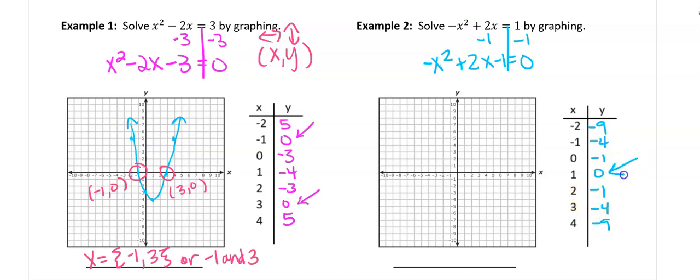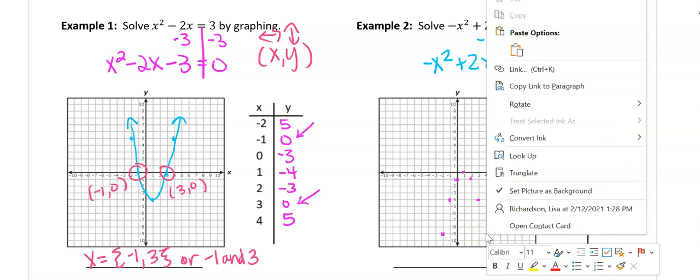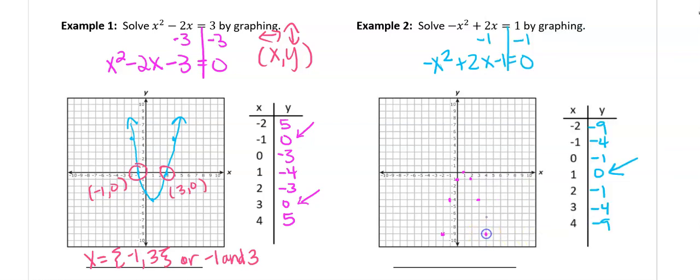I do see where it crosses the x-axis. I do see where y equals 0. You might not always see that. So now we're going to go on ahead and graph it. (-2, -9) is all the way down here. (-1, -4). (0, -1). (1, 0), and then it's going to be the reflection. I call these the reflection points. They're the points that are the opposite from what we're going to call the line of symmetry. And we're going to talk about some of that later. Right now, we're just worried about the solutions.